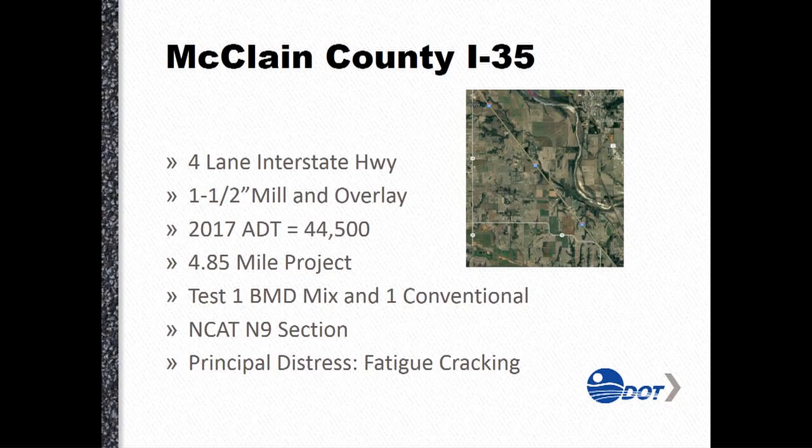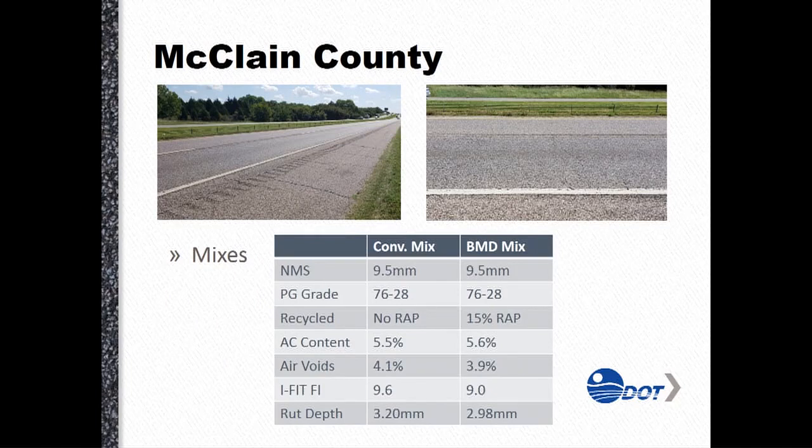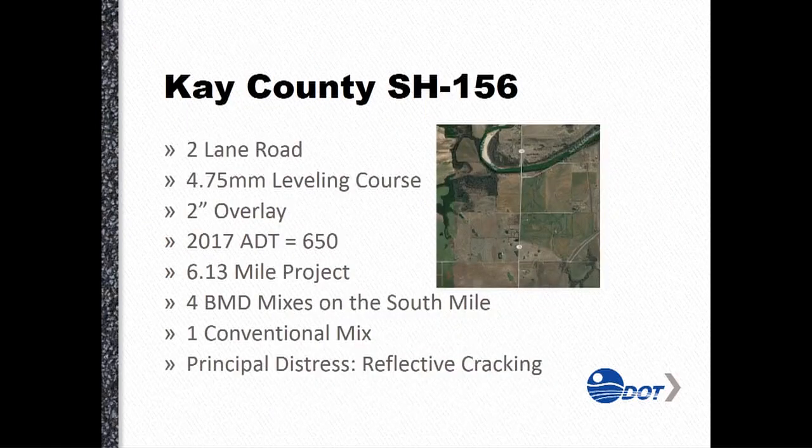We had mainly fatigue cracking down on I-35. There's the volumetrics with it. Right now, the BMD has closed up a little bit. We're setting about a 5.3 to 5.4% AC content. I think it's just the volumetrics that have done that. The air voids have dropped down to about 2.5 to 3. So the IFIT numbers were good on both of them, and the ruts were both good.